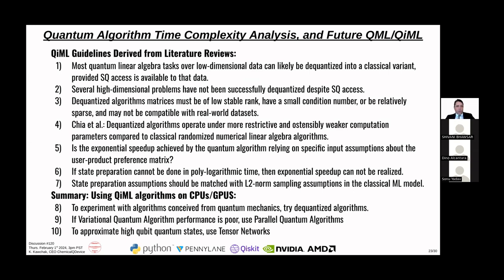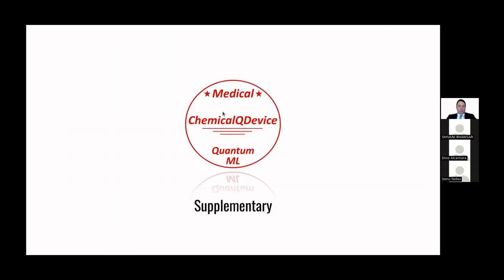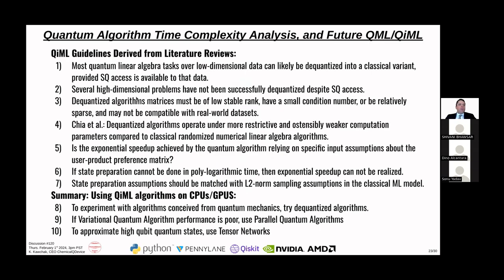Now, this is kind of a cookbook. These are guidelines, and I'll just read over a couple of these. Basically, most quantum linear algebra tasks over low dimensional data can likely be dequantized into a classical variant, provided SQ access is available to that data. The 2 main things are typically QRAM and SQ access for that specific thing.